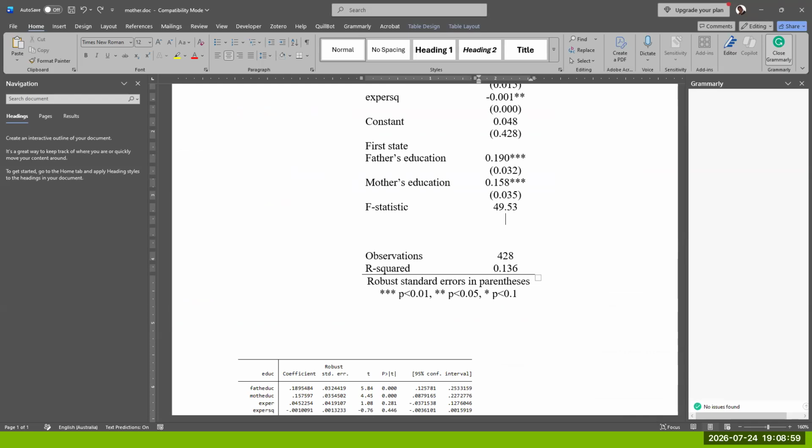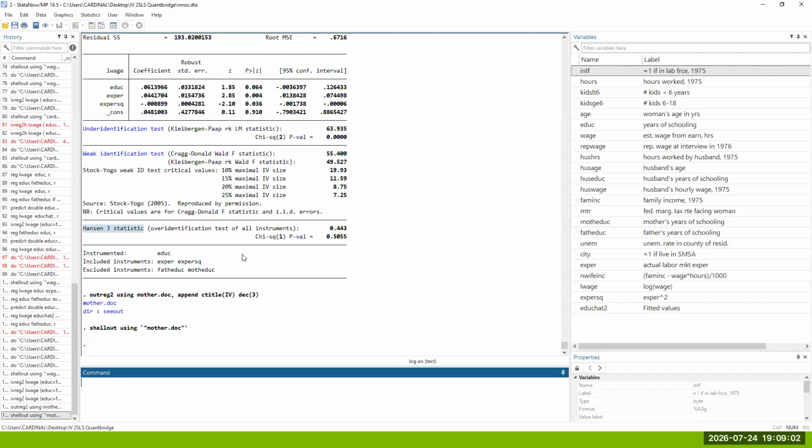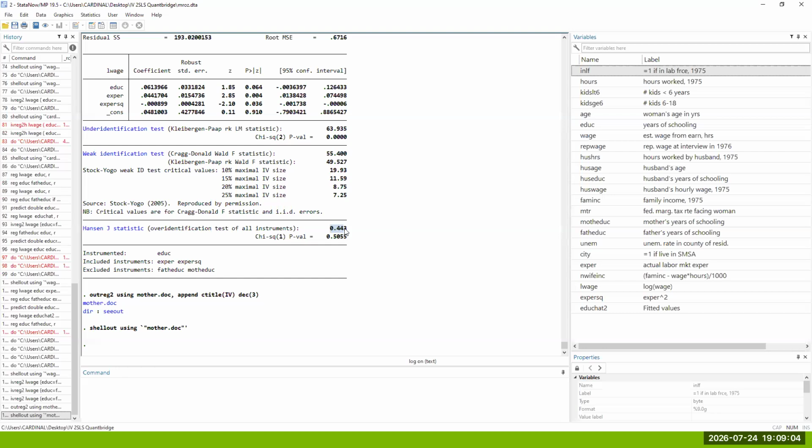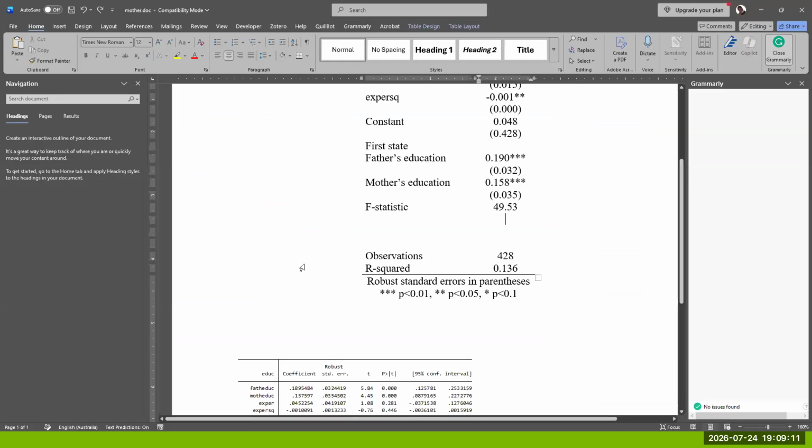Probably copied the wrong thing. So that should be 0.443. Now this is your statistic. So yours is to know how to interpret it.